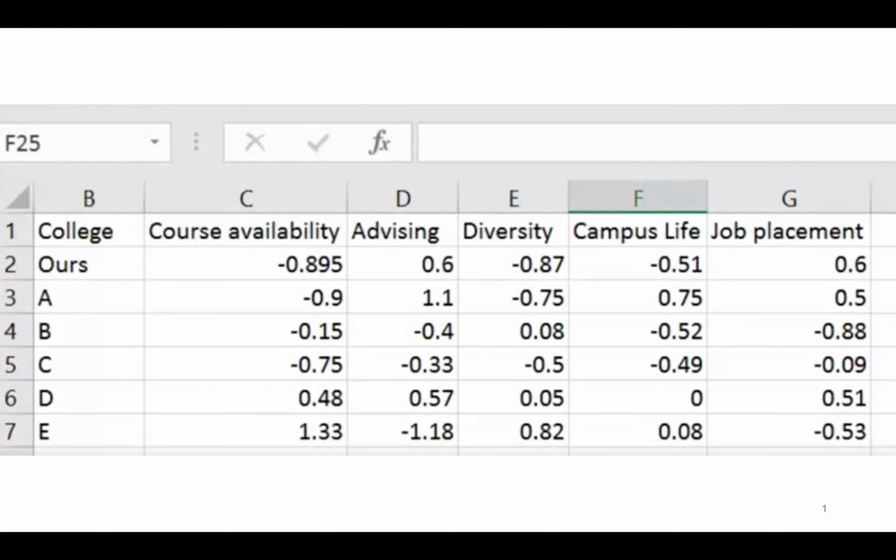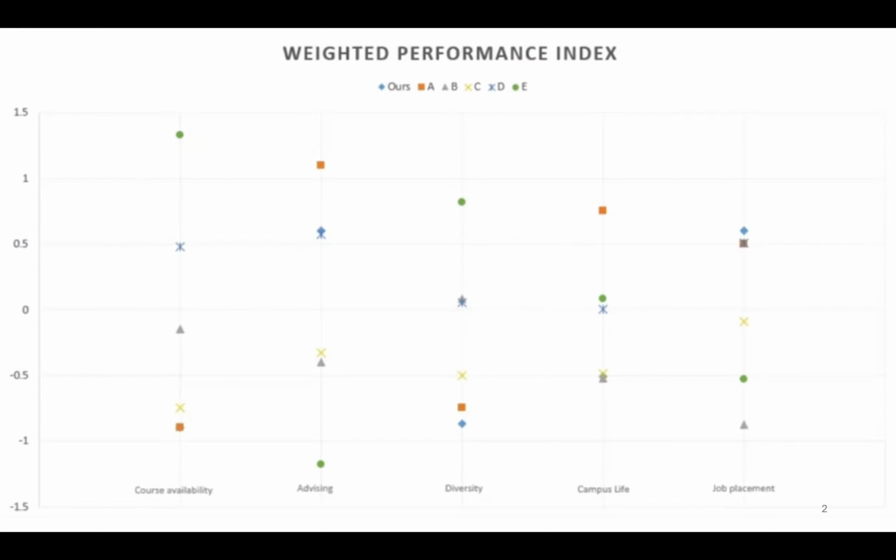Now, my job is to graph this data. So here's a sample graph I did. Now look at this graph and try to think about what you see in it. Take a moment. Now let me give you my take on what I see when I see this graph.